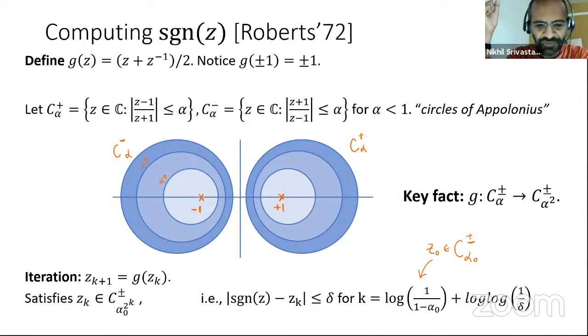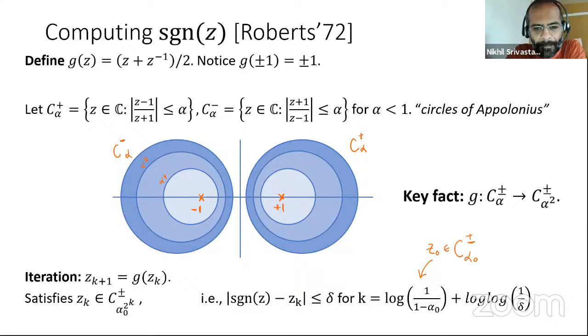So that makes sense, right? Because this algorithm shouldn't be good if your number is very close to the imaginary axis. And that's where the dependence on the distance to the imaginary axis comes in. So this is how to compute the sign function of a number. Any questions about this? No, I don't think there are any questions. Okay.